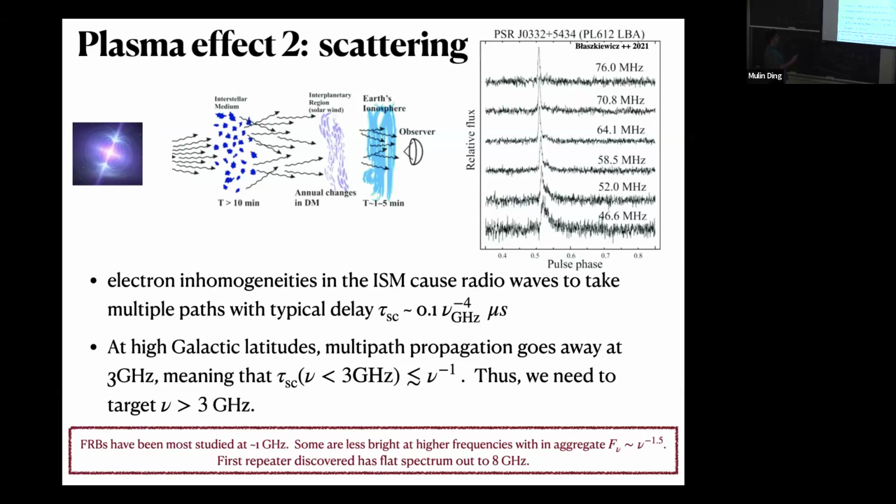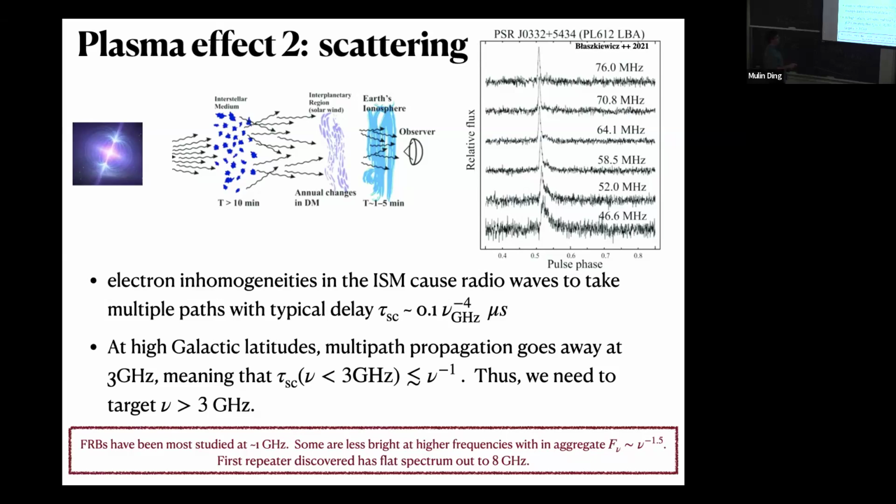And so the same thing happens for the FRB. Its light will be smeared out, and so we won't be able to time its arrival as well to the extent that this effect is operating. This effect is well understood by studying pulsars. The scattering time, if you're looking out of the plane of the galaxy, is about 1/10 of a microsecond at a gigahertz. And you can see it has this really strong frequency dependence. As you go up in frequency, the scattering time gets much smaller.